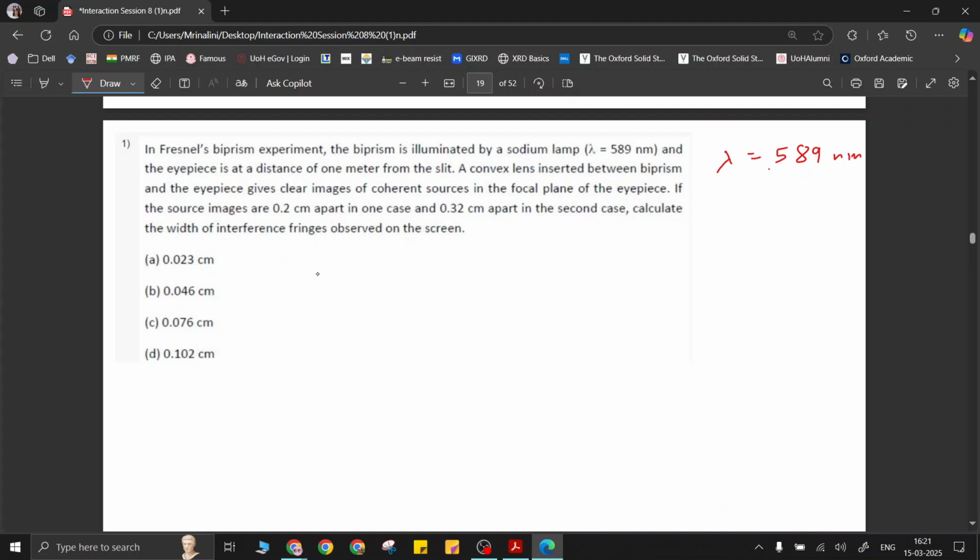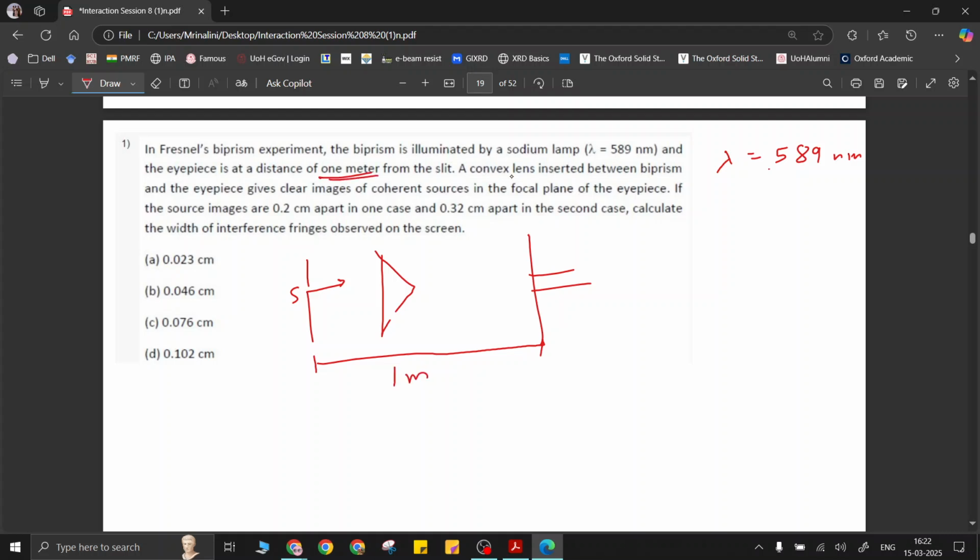So we have some source, we have some slit, and then we have the biprism kept, and there is a screen, or an eyepiece maybe, through which we are observing the pattern. Here we have been given the wavelength of the monochromatic light, and also that the eyepiece is at a distance of 1 meter from the slit. So the distance of the eyepiece or the screen from the source is 1 meter.